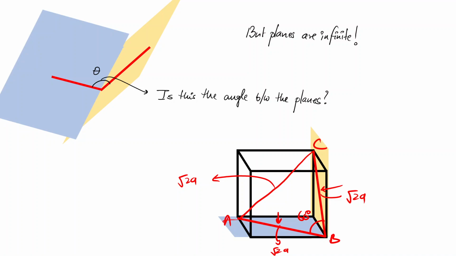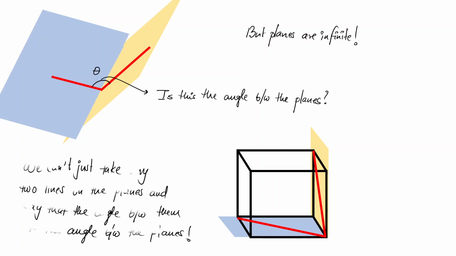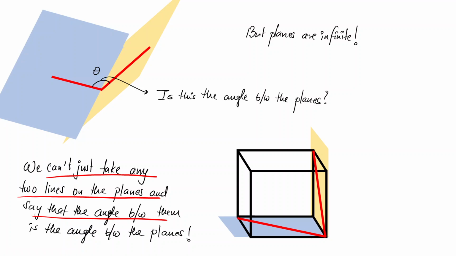So you see, this time you don't get 90 degrees, which means that the idea that you can take any two lines through a point on the line of intersection of the two planes, and using those lines figure out the angle between the planes, will not always be correct. So focus on this idea, think about it a little bit, feel it. We can't just take any two lines on the planes and say that the angle between them is the angle between the planes. Okay, now let's move on.